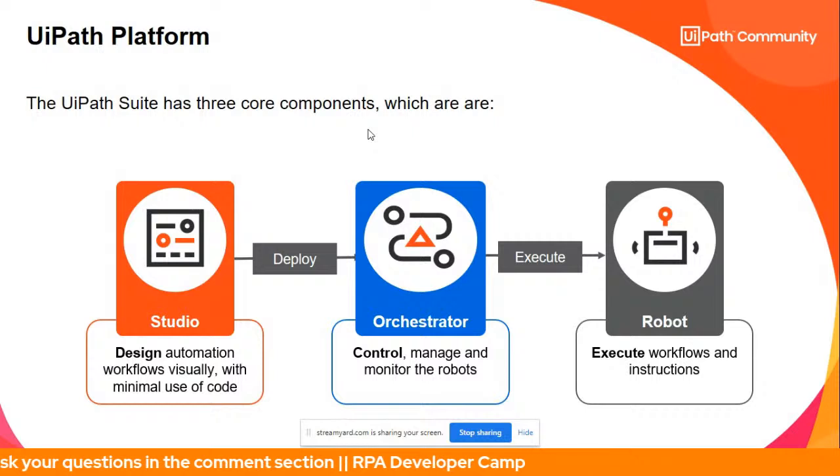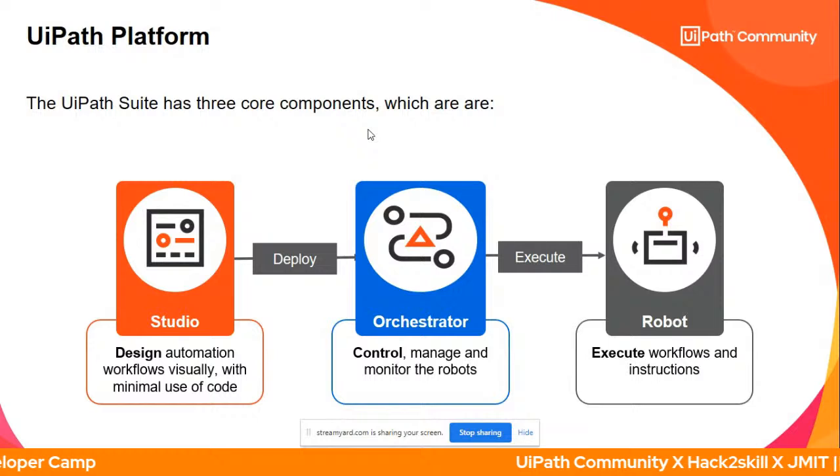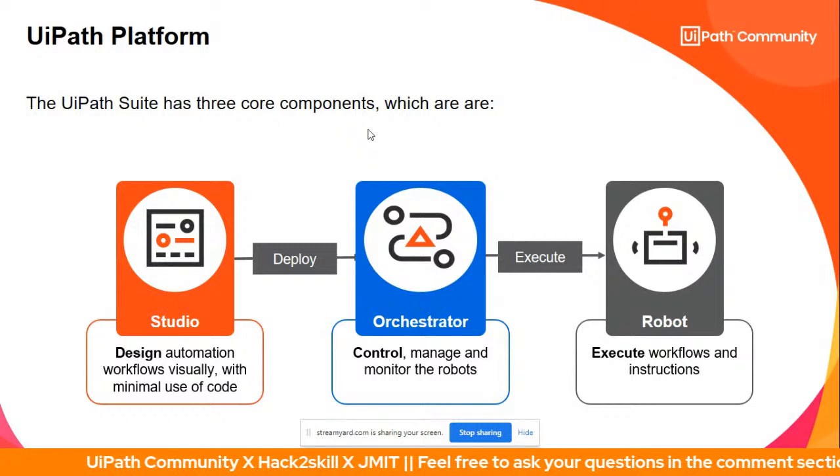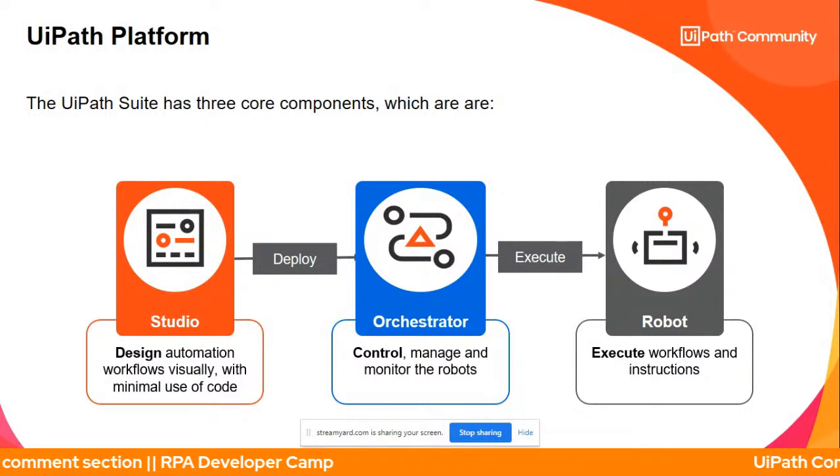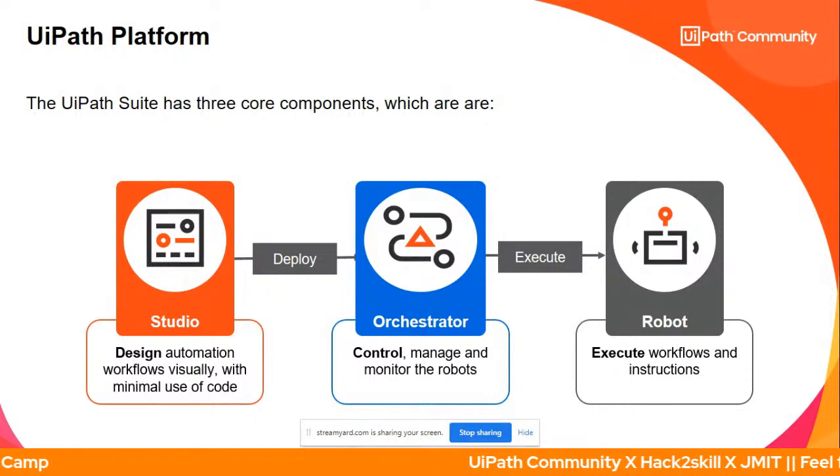And the linking between these two is Orchestrator. Orchestrator manages the robot, and robot then runs the automation that you have created using Studio. So this is mainly the entire UiPath platform. These are the three main core components that you should be knowing for you to develop your automation and then to run it. We'll see how Studio looks like, how the robot looks like, and how the Orchestrator looks like.